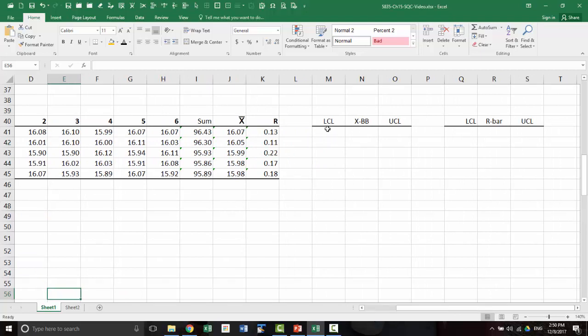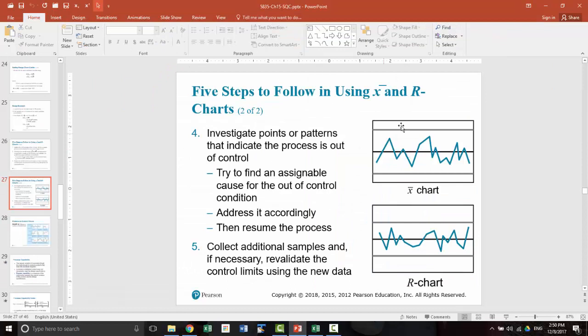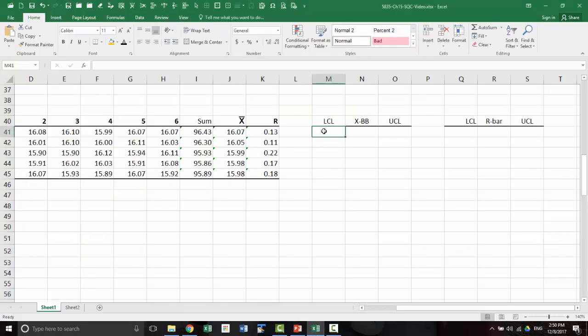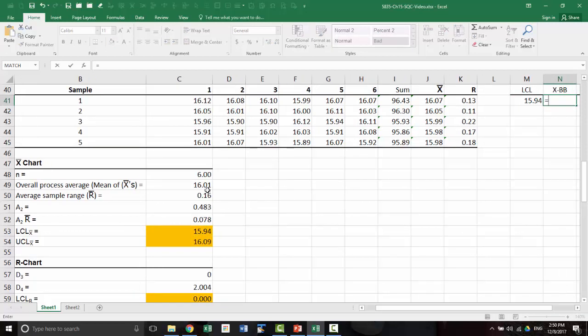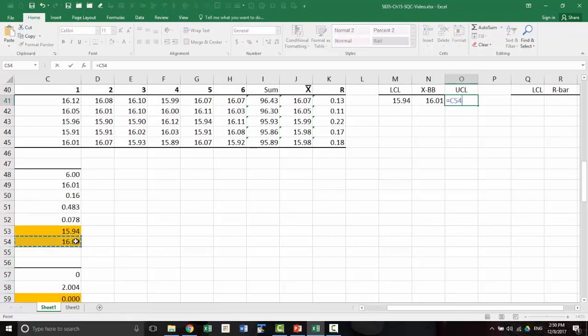And there are 4 lines. So we have the lower control limit, the middle line, the upper control limit, and the X bar values themselves. So we need to set up the 3 horizontal lines. This is your lower control limit, and then your X double bar, that's your middle line. And then we have the upper control limit.